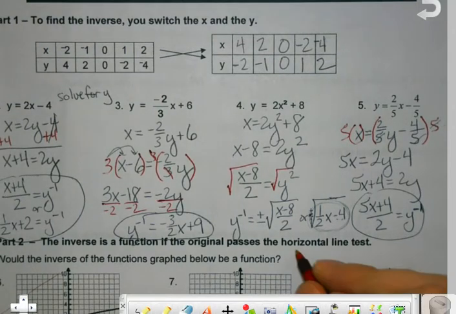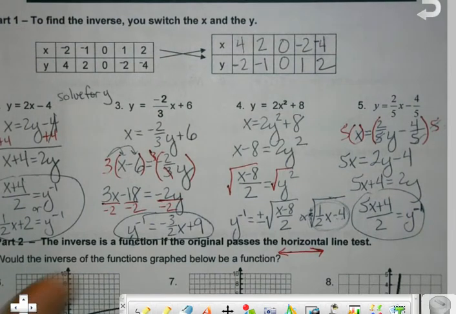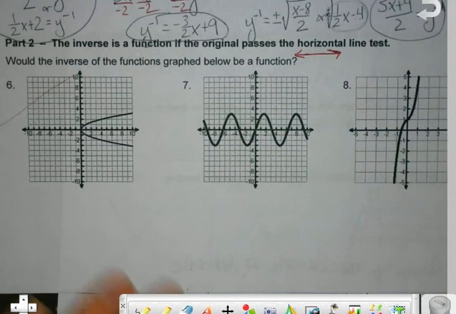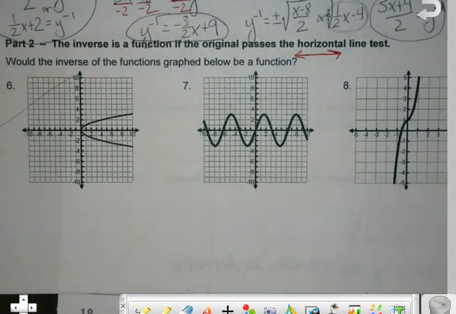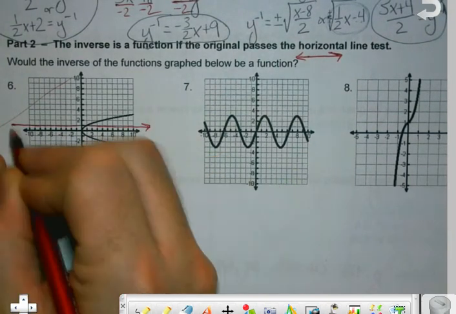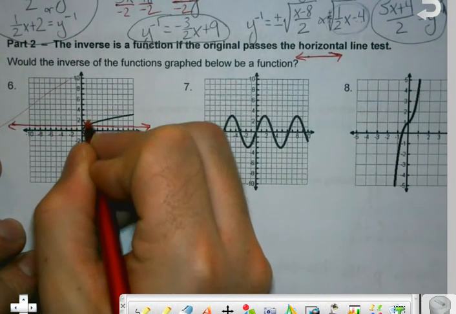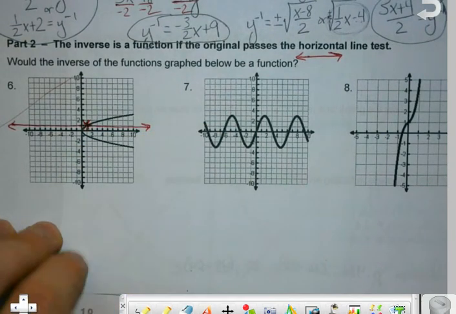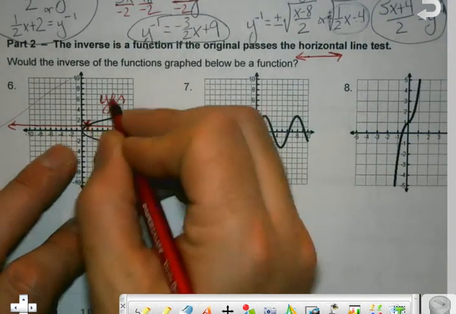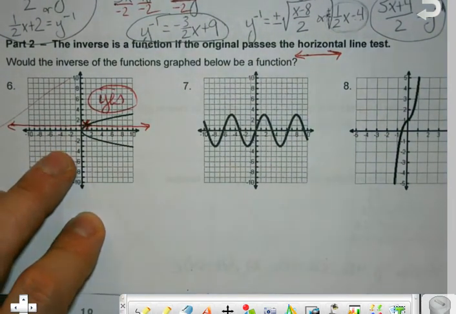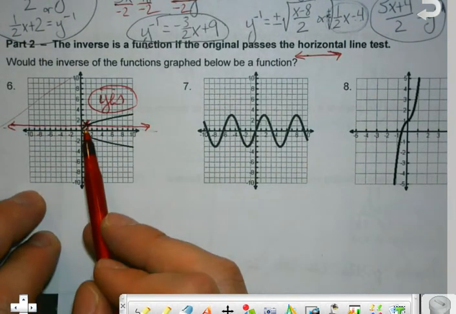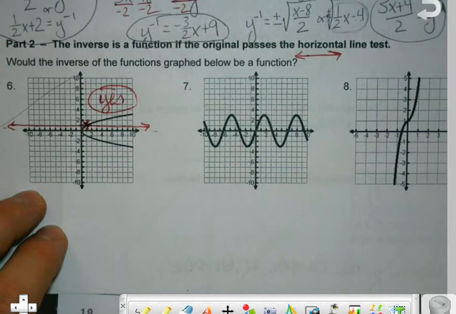Again, horizontal, side to side. So as I work my way up, which would the inverse of the function's graph below be a function? Remember, anywhere through your graph, you can run through, and if it only crosses at one point, it would be a function. Okay, so one point, yes, that's a function. When I draw a horizontal line through my graph, if it only crosses in one place, it's a function.